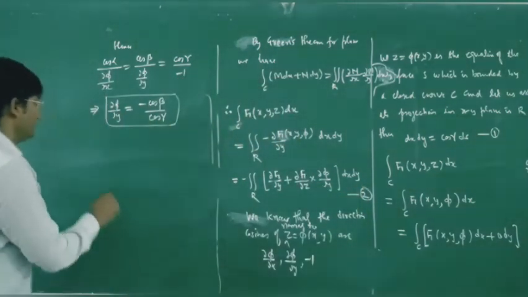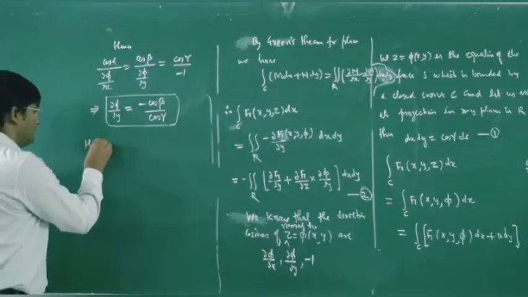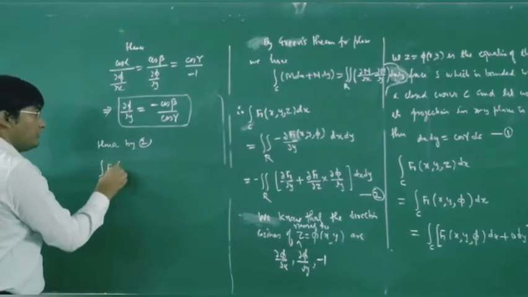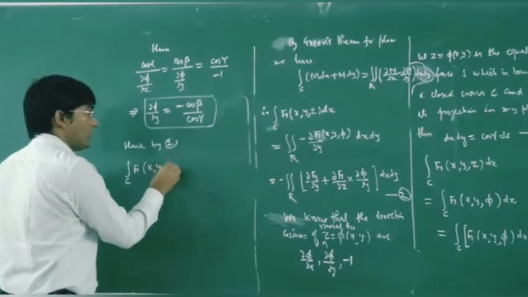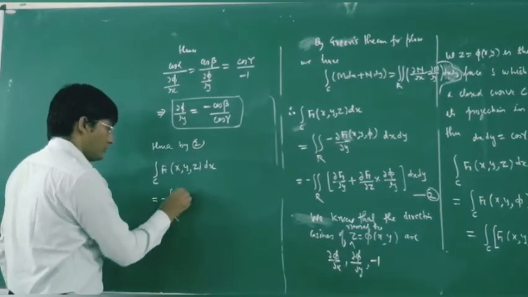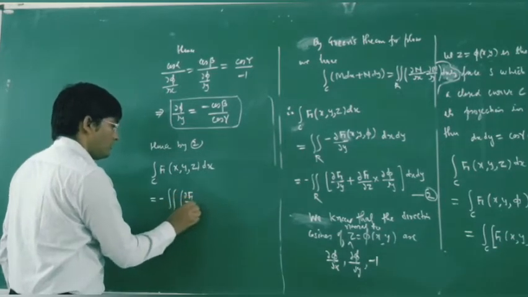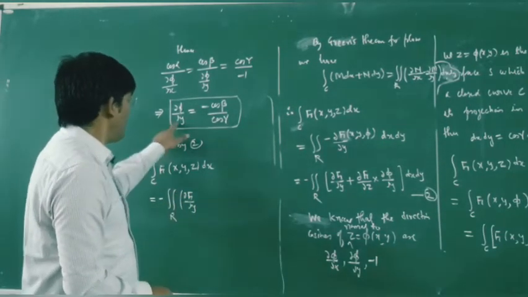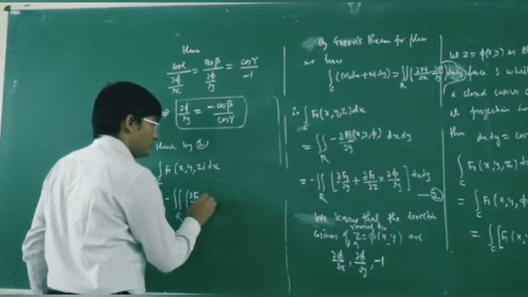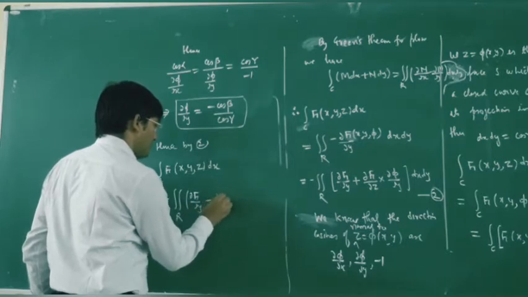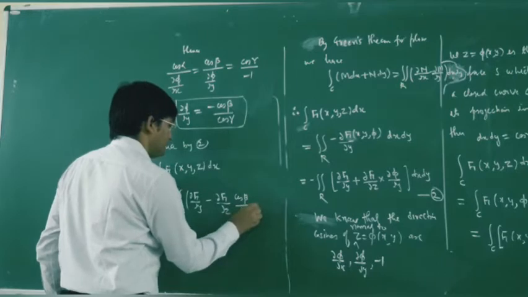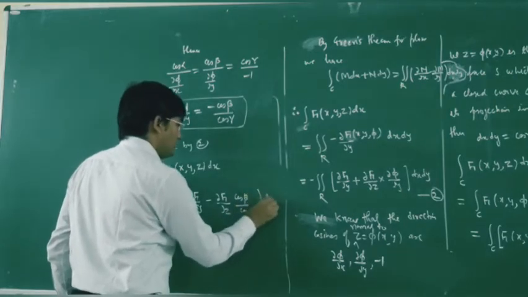So by 2, we have the line integral over C of f1(x,y,z) dx equal to minus the double integral over R. Your first term is del f1 upon del y. Now the value of del phi upon del y is equal to minus cos beta upon cos gamma. So this will be your minus del f1 upon del z into cos beta upon cos gamma, and then dx into dy.